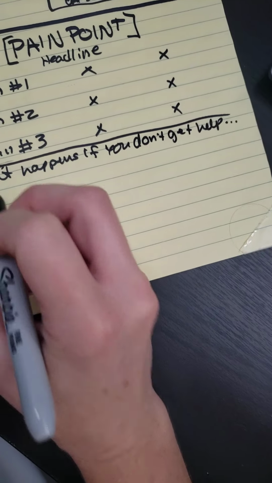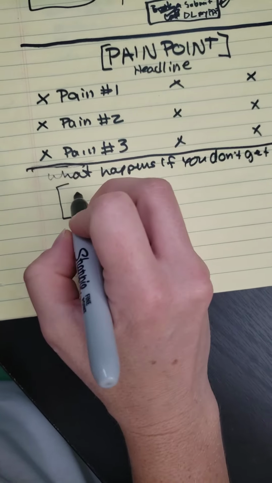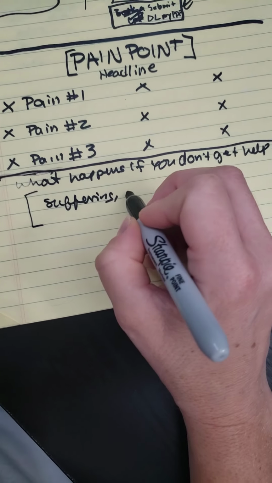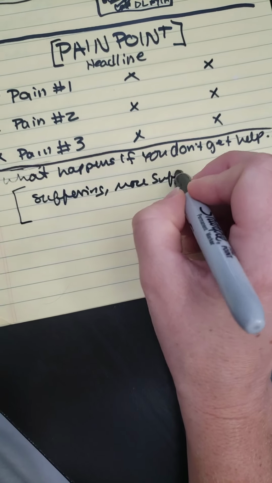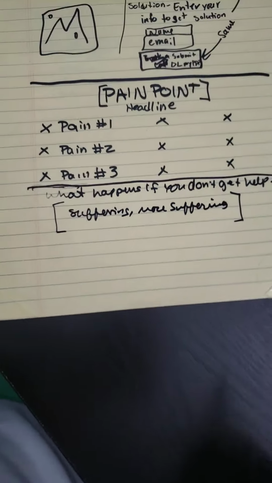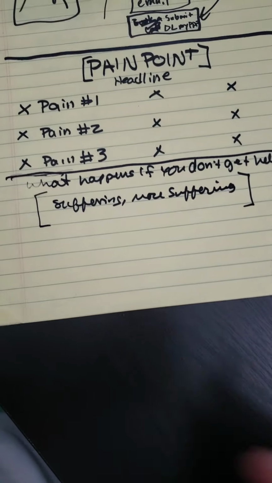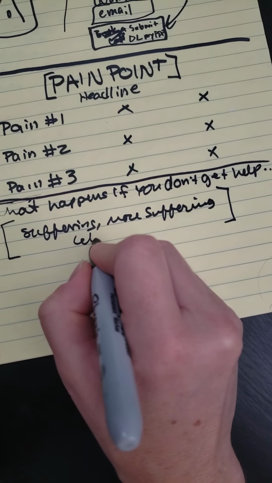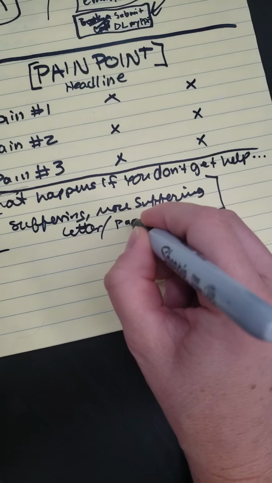So what we're going to do is give a little bit of a letter. This will be more like a paragraph, and we're going to talk about suffering. We're going to talk more about more suffering. So what you want to do is basically go down the rabbit hole of their feelings with them. You're just going to talk about their suffering, and that's what this is going to be. Okay, so it's just going to be more like a letter, or like a paragraph.